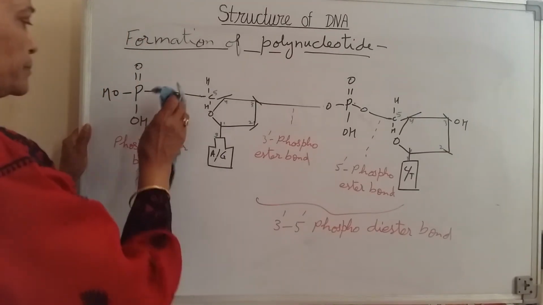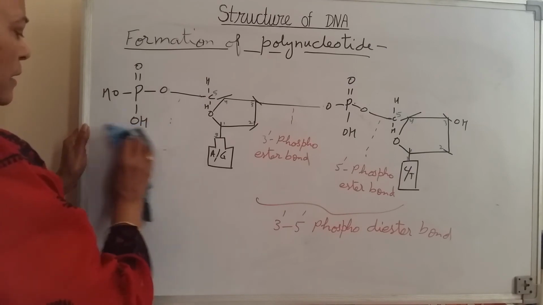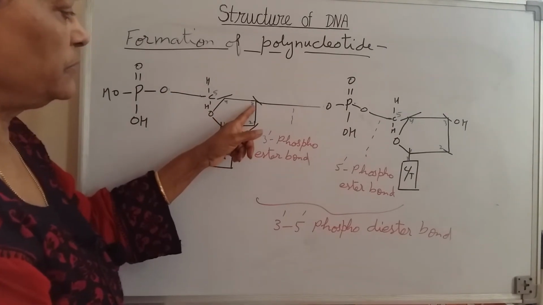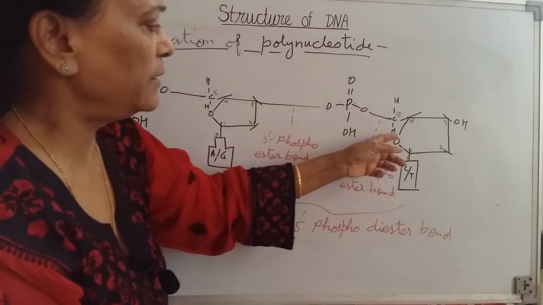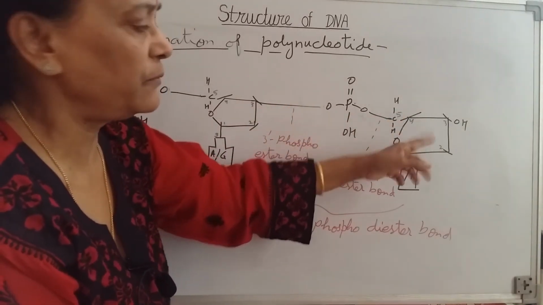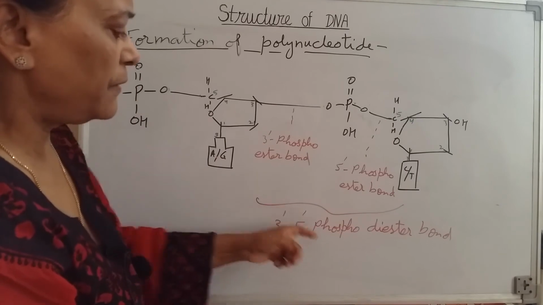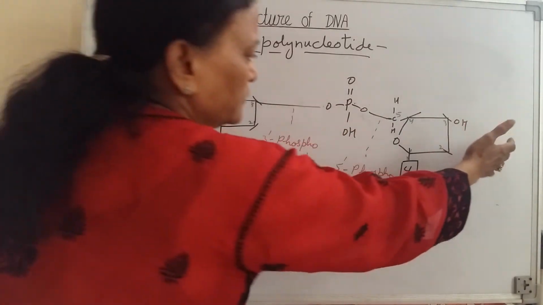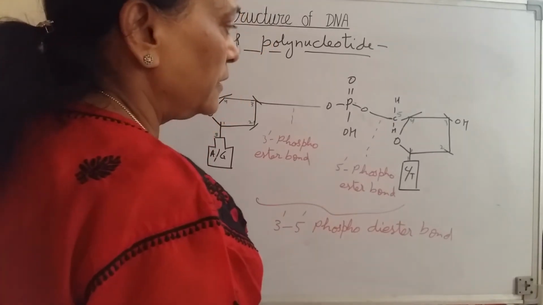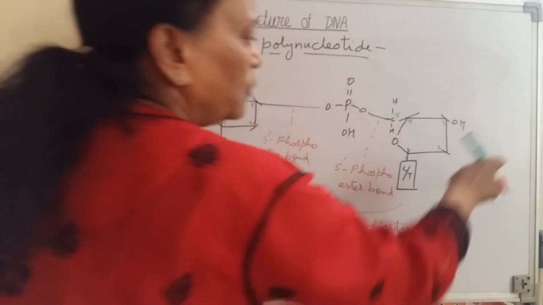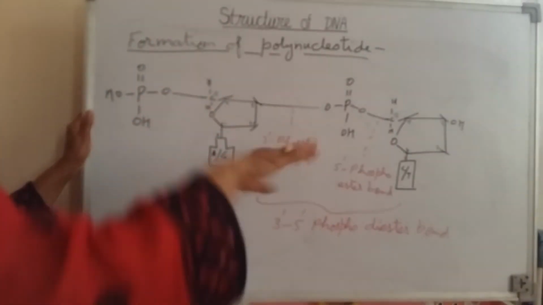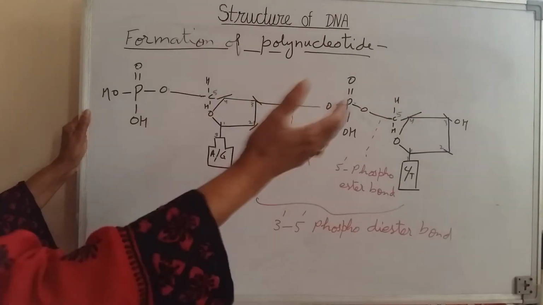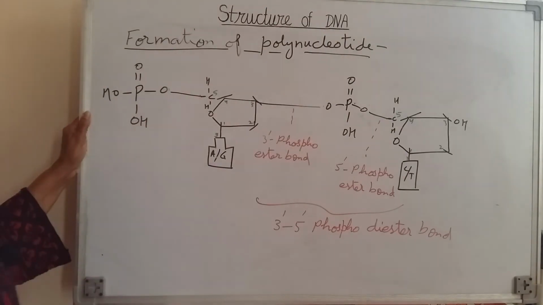It means on one side the phosphate group will combine with position number 3 of the sugar, and on the other side it combines with carbon number 5 of the sugar. So this is the 3,5-phosphodiester bond. Like this it will go on. If the next nucleotide is there, it will combine with the OH at position number 3, and then the phosphate will combine with position number 5. Again, this way it will form a polynucleotide chain.